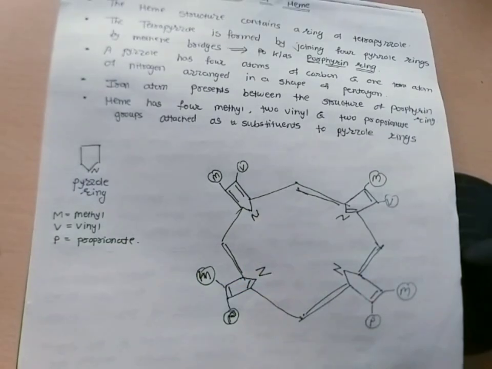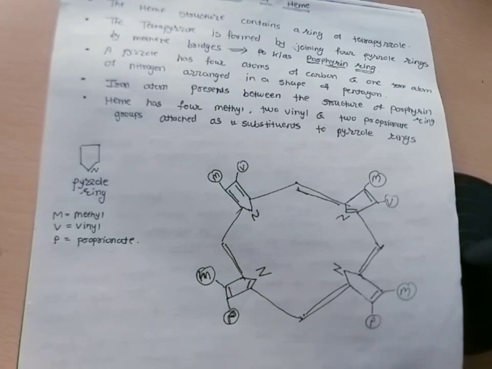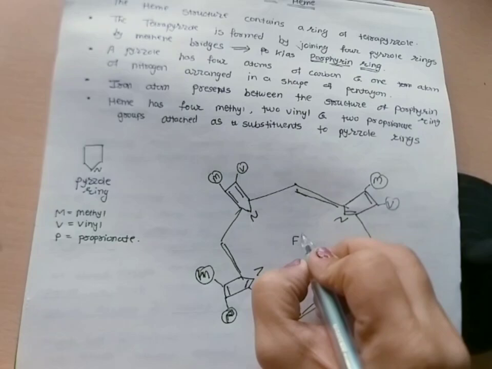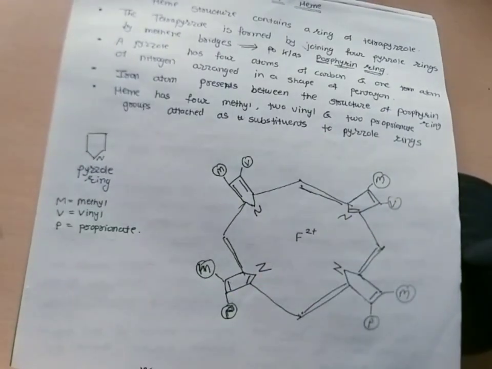But we know the heme is made up of the porphyrin ring which has the iron atom at the center. So here the iron is present, in the +2 oxidation state, meaning it is present in the ferrous state. There are two forms, ferrous and ferric.